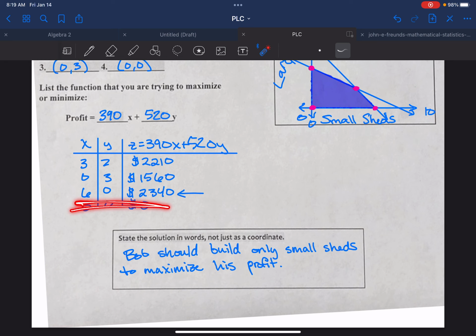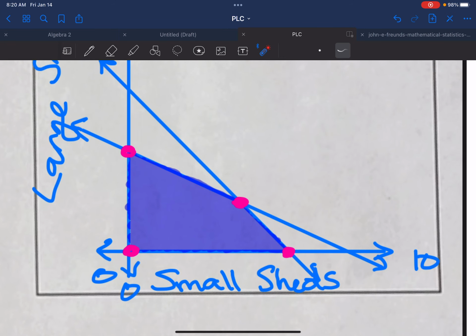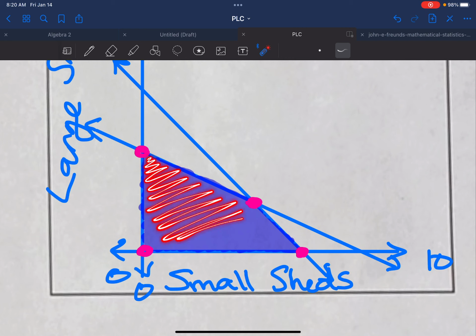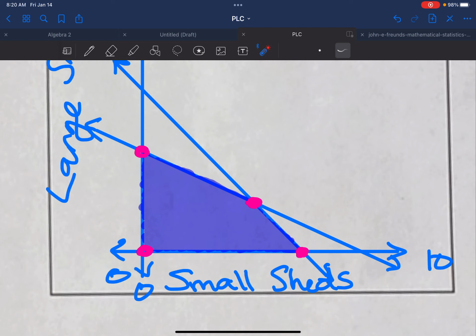Mine is 0, unless you're spending that time doing something else. But it's important to remember, this is optimistically. This is best case scenario, that's the most money you can make. But reality sometimes might dictate that you might not get to be optimistic. Any of these points in here, any amount of small and big sheds that satisfies this, work. Now, granted, you can only do whole integer values, but any of those whole integers in here work.